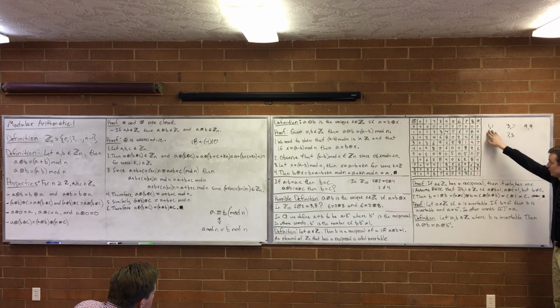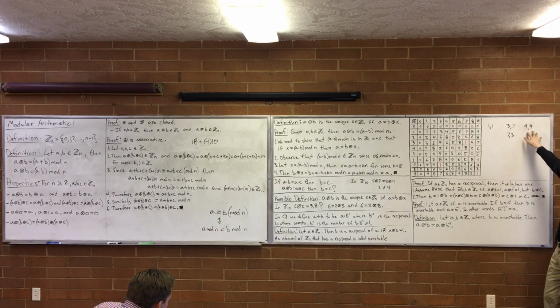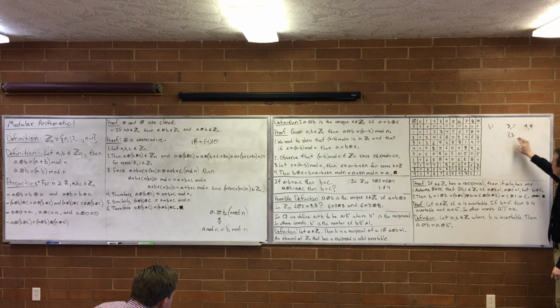And it makes sense. 1 times 1 gives you 1. 3 times 7 gives you 1. 7 times 3 gives you 1. 9 times 9 gives you 1. No other ways can you get 1. So that means in Z10, these are the only numbers that we would know how to divide by.